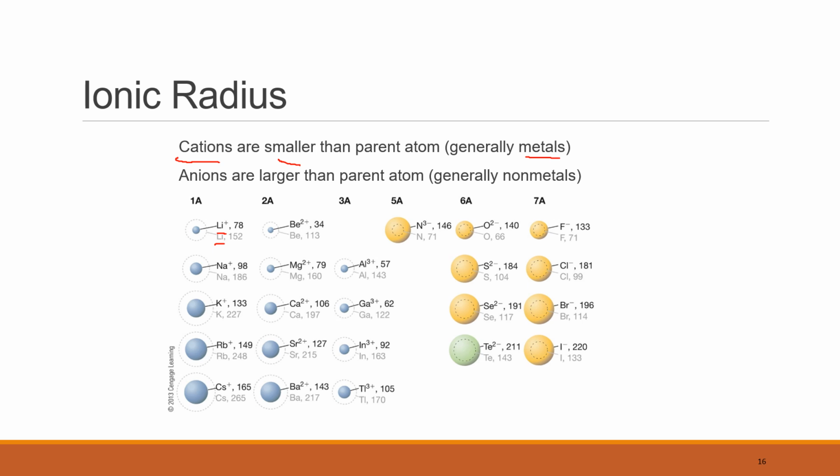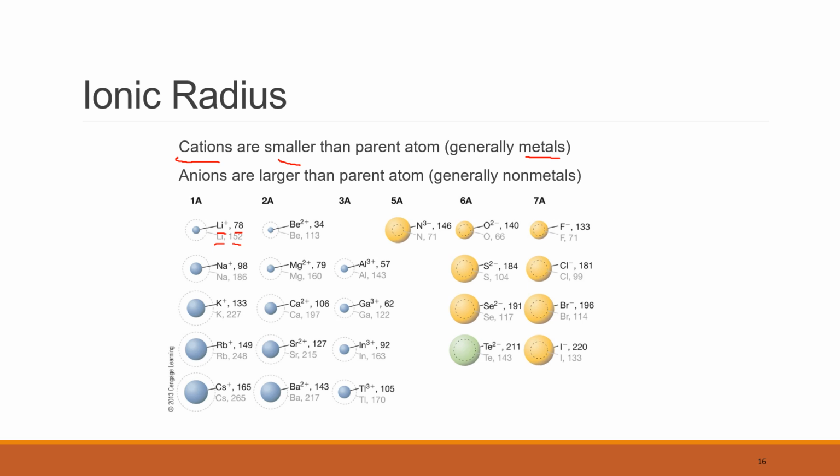Okay, so that means lithium as the parent atom has a radius of 152, you can see. And then once we remove an electron, the radius now gets smaller down to 78. And there's many more examples here of the other metals, main group metals on the periodic table.